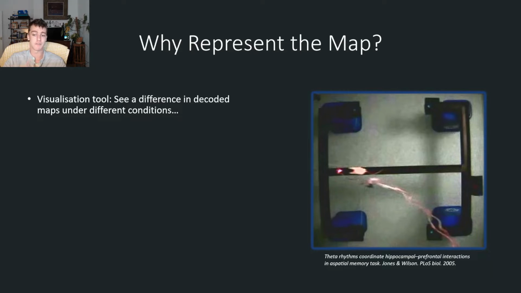For example, we could visualize the difference in accuracy of a decoded cognitive map generated while a rat was foraging freely in an environment compared to a decoded cognitive map generated while a rat was exploring attentively.